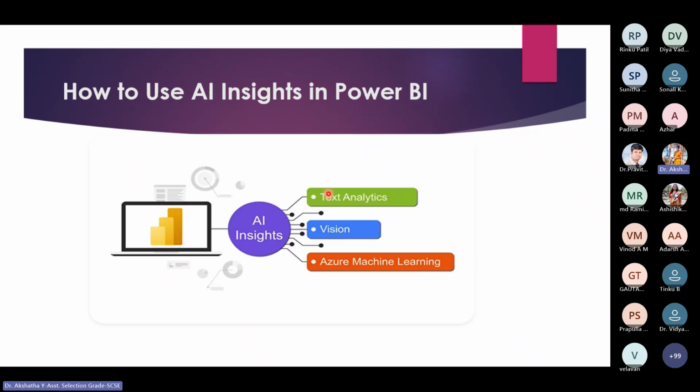So coming to the next point, how to use these AI features, whatever we studied, we have different insights of the AI, how to use this in the Power BI. So basically, AI insights are text analytics with respect to Power BI I'm discussing. So it is basically the text analytics, the vision, and the Azure machine learning.